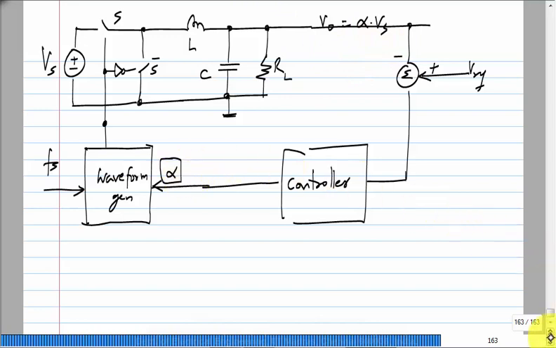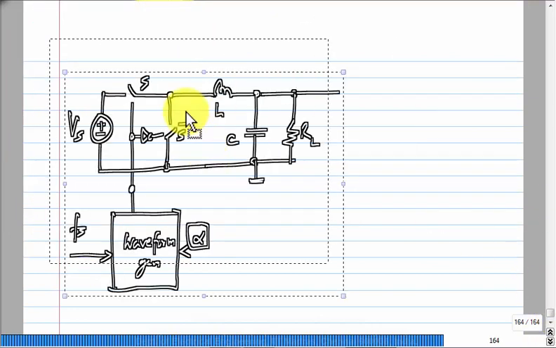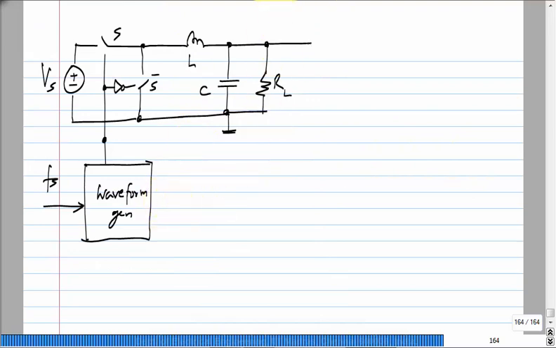So, now the question is, what is the model of this whole thing? That is, in particular, the model from alpha to VO, okay. I mean, this whole thing looks very messy, because we have time varying components in here and then some waveform generator here, but we know what this does, in that although we do not know what is inside, we know how the output will be for a given alpha, okay. So, essentially we need the transfer function from alpha to V naught. How would we go about determining this?